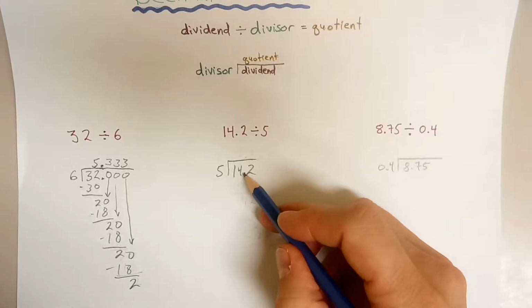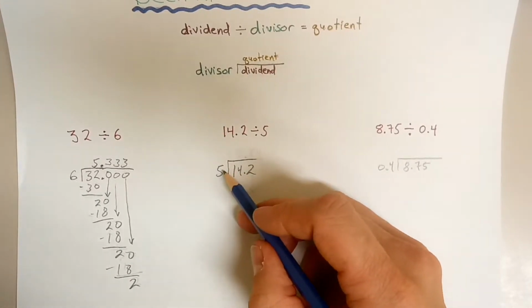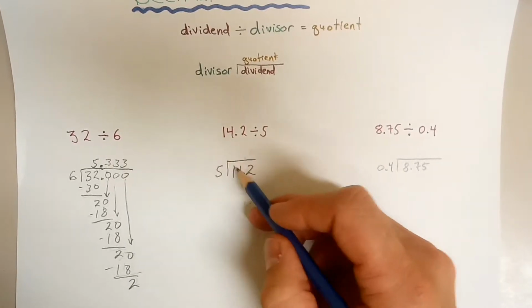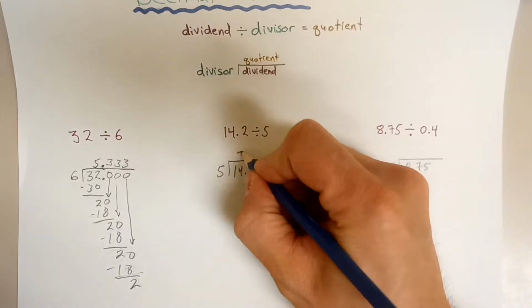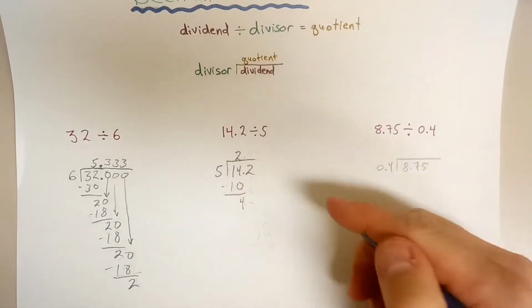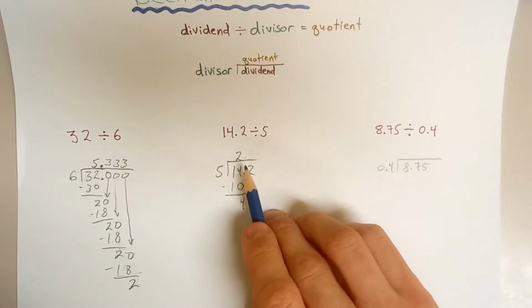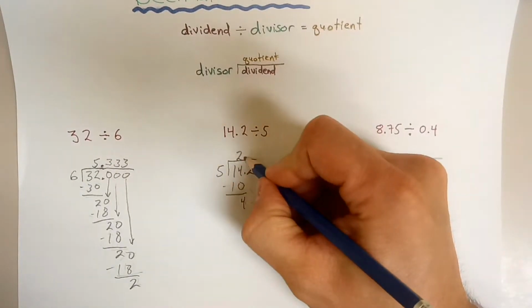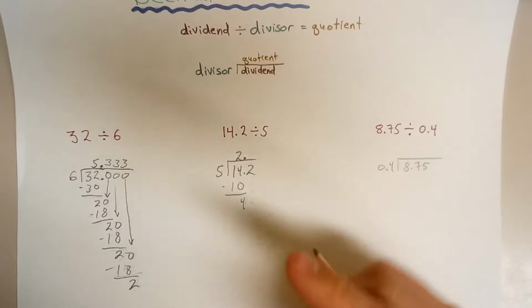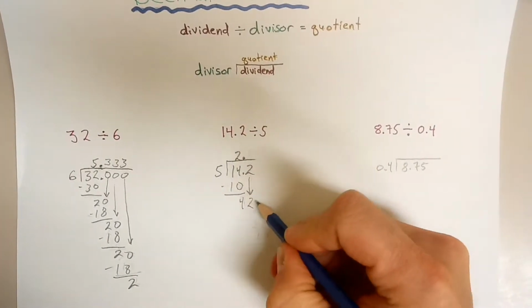It's this second one here. I've got a decimal in my dividend already. 14.2 divided by 5. How many times does 5 go into 14? 2. 2 times 5 is 10. Remainder is 4. So this decimal, we need to immediately copy right on top. Can't go any further until we do that. Bring our next number down, the 2.